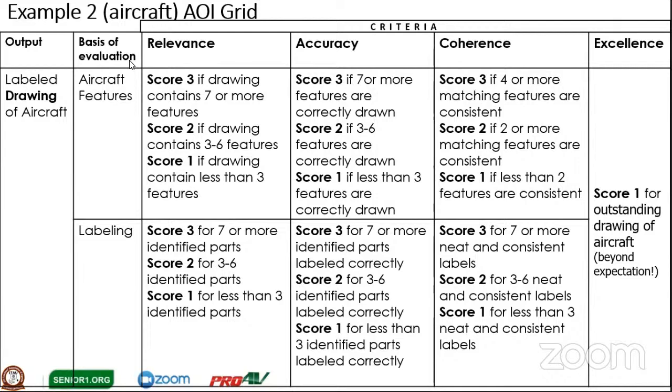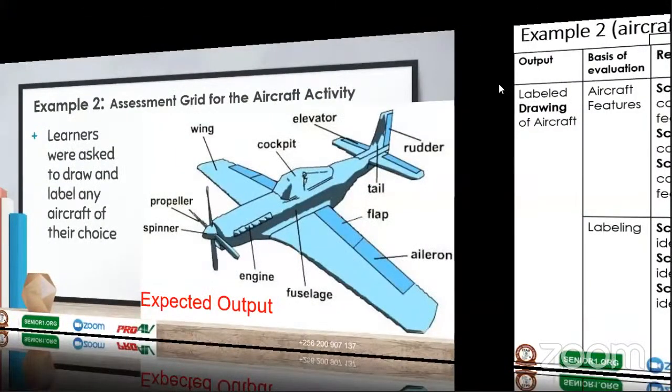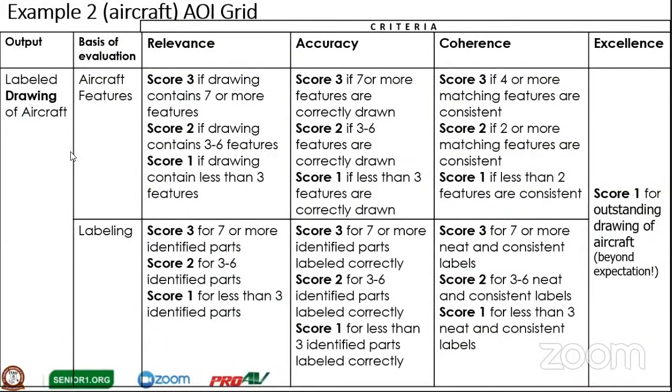One, under relevance, we looked at if the drawing contains one or more of the features. If you look at the features in this diagram, there are many. There are over 11: wing, propeller, spinner, engine. So there are quite many here. We were looking at if the learner has put at least 7 features, maybe the windows, the propeller, then that learner is at level 3, which is the level where the learner has achieved most of the expected features. Then he scores 2 if the learner has put 3 to 6 features. And if the learner has put only a few, less than 3 features, then he is at level 1.